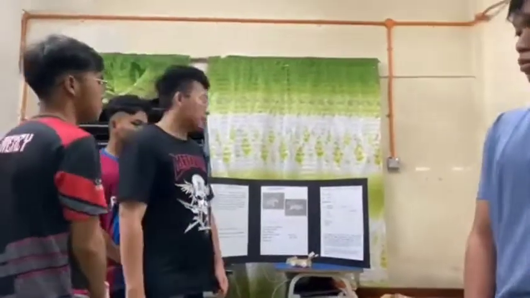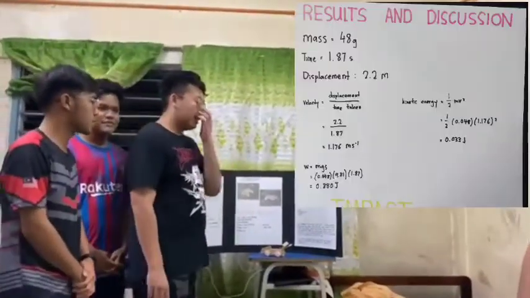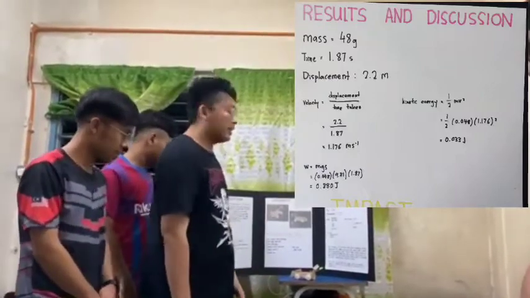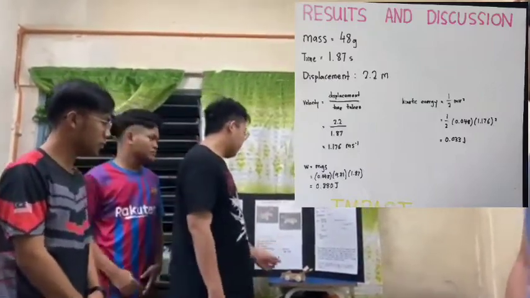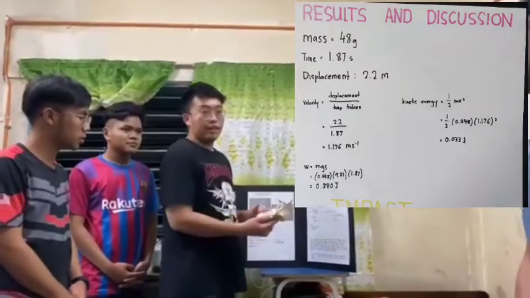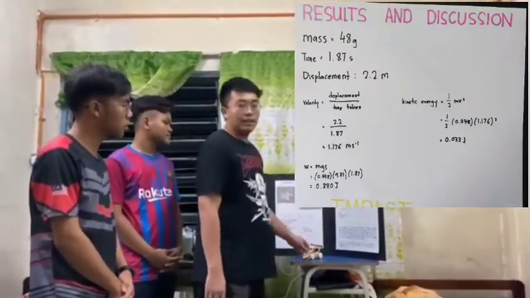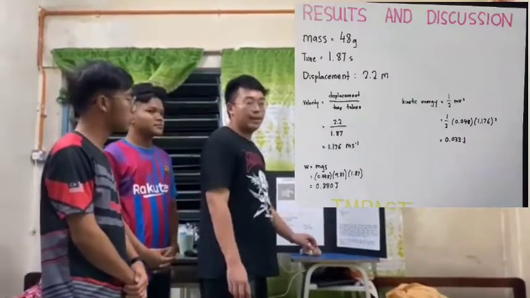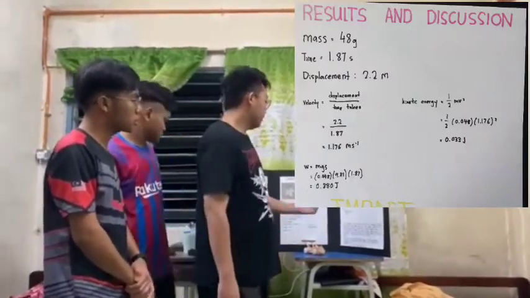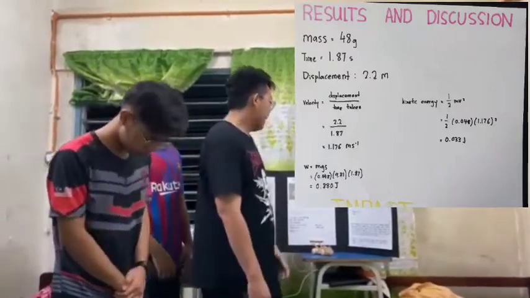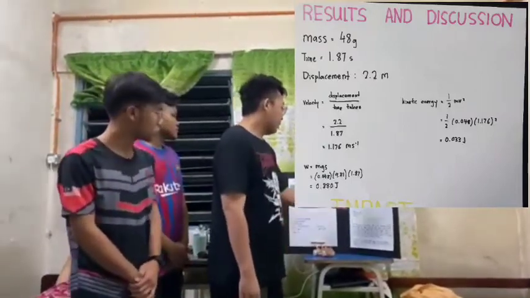So I will talk about the result and discussion. After we finished making our rubber band car, we decided to take the weight of our rubber band car. It's around 48 grams, and then we decided to try whether our rubber band car moves or not. So after that, we got a result. The time that we get is 1.87 seconds, and the displacement that we get is 2.2 meters.